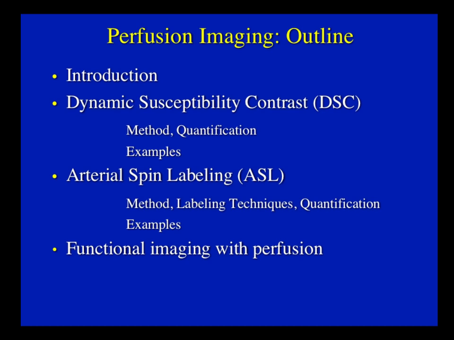So we will cover two main methods: the dynamic susceptibility contrast technique and the arterial spin labeling technique. In each case, we will talk about the method and how we quantify the signal changes. Also in ASL, we will talk about the popular labeling techniques. And at the end of the talk, I will touch upon some functional imaging using blood flow.